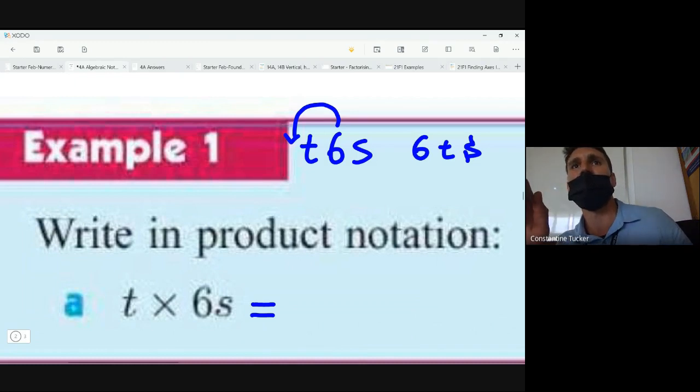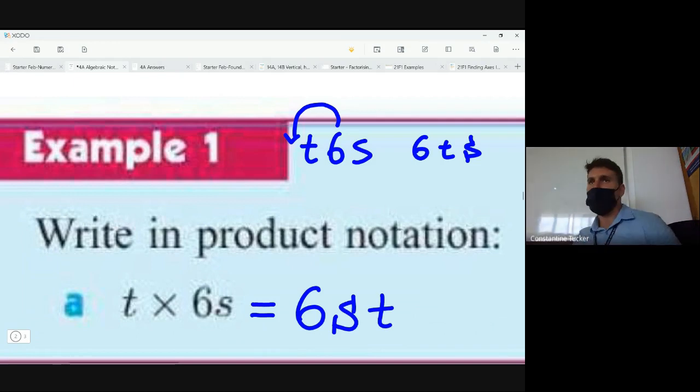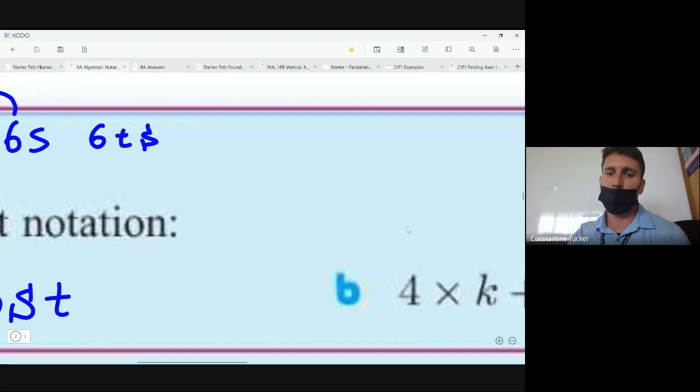Yes. Exactly. So that would become? Excellent. So the very final answer would be 6ST. So you see what we did? We got rid of the times, we brought the number in front, and we put the letters in alphabetical order. Pretty much this. You see how much nicer it is? So lazy. I don't have to put the times, I just put the number in front, the letters in alphabetical order. Very, very easy. Okay, let's move on to the next one now.